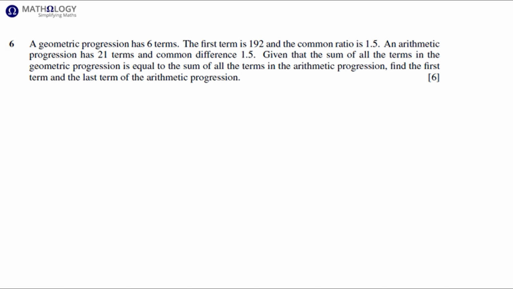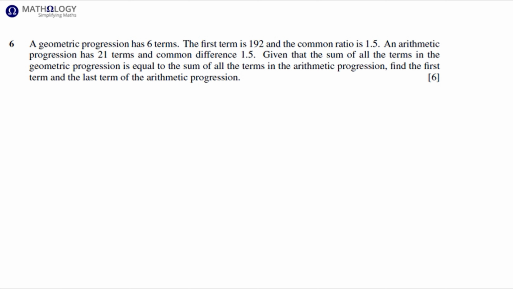A geometric progression has 6 terms. The first term is 192, and the common ratio is 1.5. An arithmetic progression has 21 terms, and the common difference is 1.5. Given that the sum of all the terms in the geometric progression is equal to the sum of all the terms in the arithmetic progression, find the first term and the last term of the arithmetic progression.